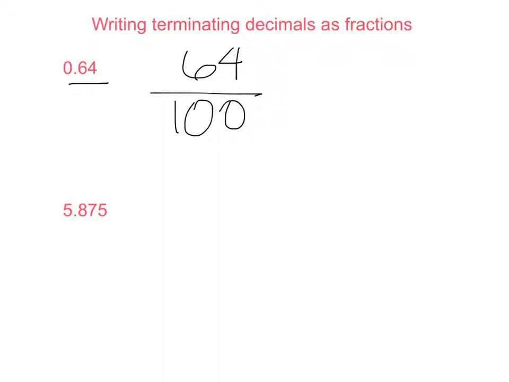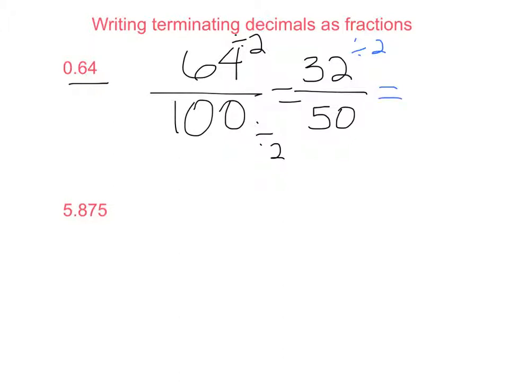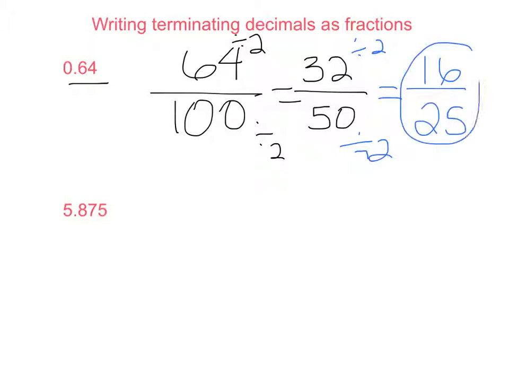But when we're writing fractions, we need to make sure that we always put them in simplest form. So if we're trying to reduce this down, we can start by dividing by 2. 64 divided by 2 is 32, and 100 divided by 2 is 50. Then we can simplify again, so we divide by 2 again, and we get 16 over 25. Nothing goes into 16 and 25, so our fraction for 64 hundredths is 16 over 25.